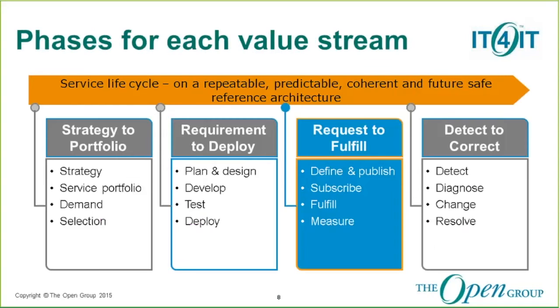Now let us review the four value streams to put the request to fulfill value stream into the overall context. First, we have the strategy to portfolio value stream, which is focused on the planning side: understanding your business needs, managing the portfolio of services, and defining the roadmaps. It defines the strategic themes and required investments. Here we design, analyze, rationalize, and modify the portfolio of services and trigger new initiatives.